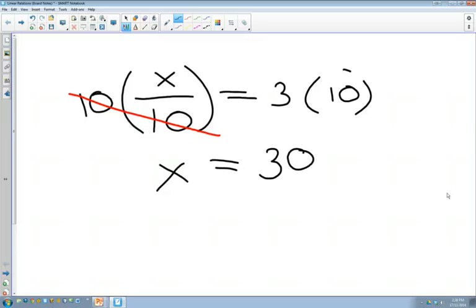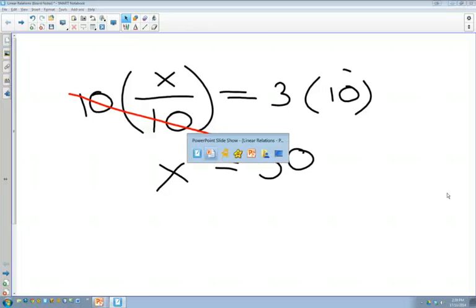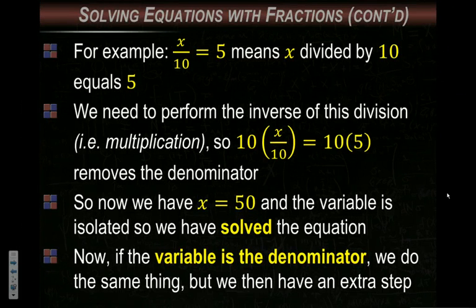And think about it. Does that not make sense? 30 divided by 10 equals 3? It does. So that's the process, the inverse. Multiplying, the opposite is dividing. Dividing, the opposite, multiplication. Now, it gets a little trickier when your variable's the denominator.